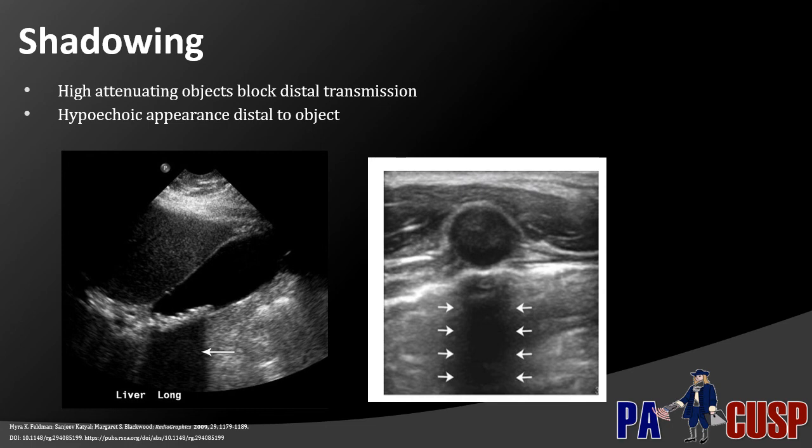This can be helpful in certain instances, so it's fairly diagnostic for gallstones. It can also be a colossal pain if you're trying to image the heart, and the ribs are blocking any of your ultrasound waves from traveling more distal.